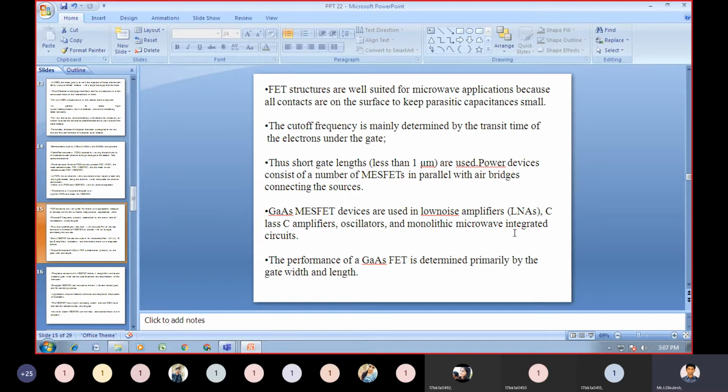The power devices consist of a number of MESFETs in parallel with air bridges connecting the source. The gallium arsenide MESFET devices are used in low noise amplifiers, LNAs, Class C amplifiers, oscillators, and monolithic microwave integrated circuits. Coming to the performance of the gallium arsenide FET, which is determined primarily by the gate width and length.